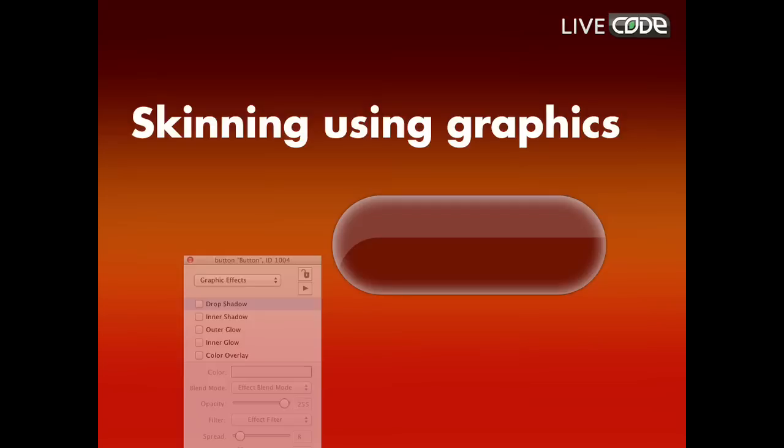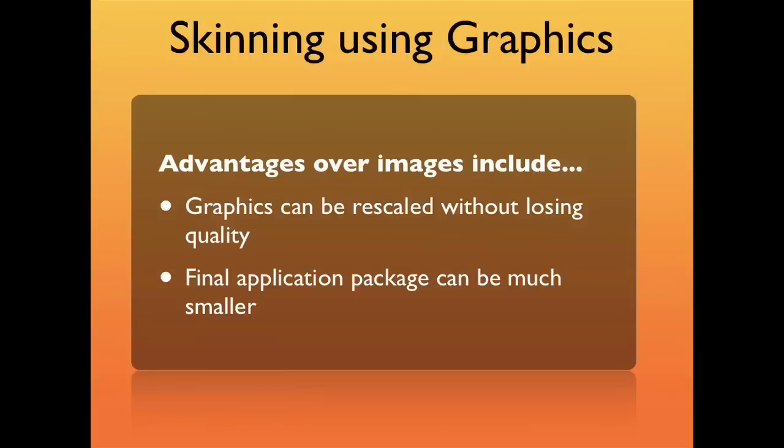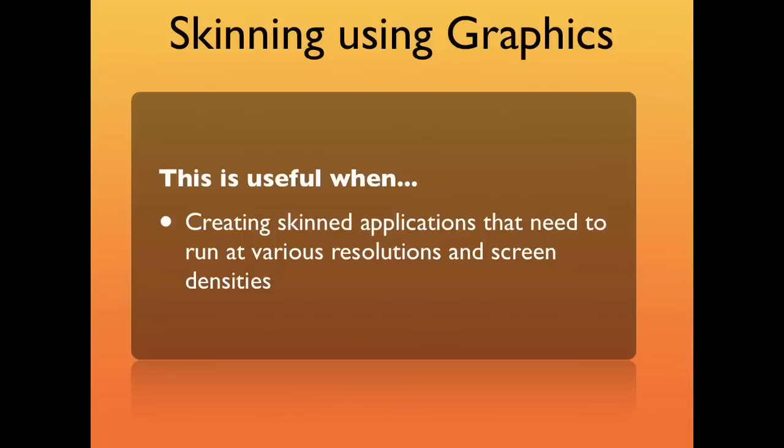In this video, I'm going to show you how to create a skinned interface object using just a single graphic and some effects. The main advantage of this is that graphics can be scaled up and down to any size without losing quality. They also take up very little space, meaning your final application is smaller. You might want to use this technique if you're creating rich skinned applications that have to run on a variety of screen sizes. For this example, I'm going to create a beautiful glossy pill button with hover and press states.